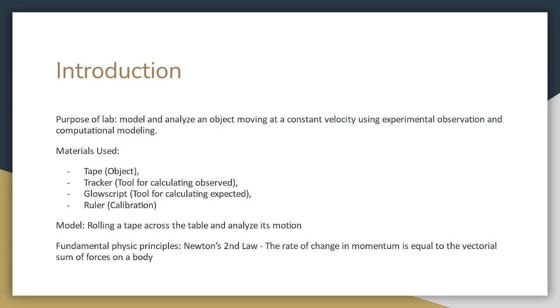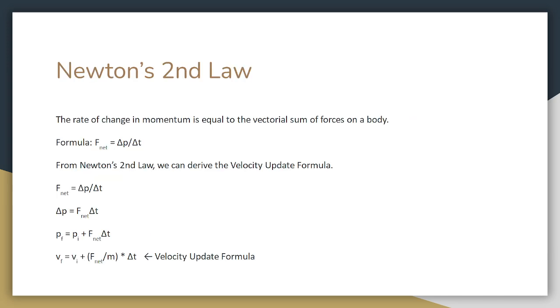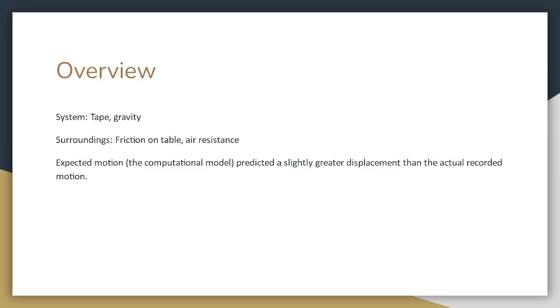The fundamental physics principle applied here is Newton's second law, which states that the rate of change in momentum is equal to the vectorial sum of forces on a body. The formula for Newton's second law is F net equals delta p over delta t. From Newton's second law, we can derive the velocity formula by multiplying delta t to both sides of the equation, changing the delta p to momentum final minus momentum initial, adding initial to both sides of the equation, and dividing the entire equation by mass on each side.